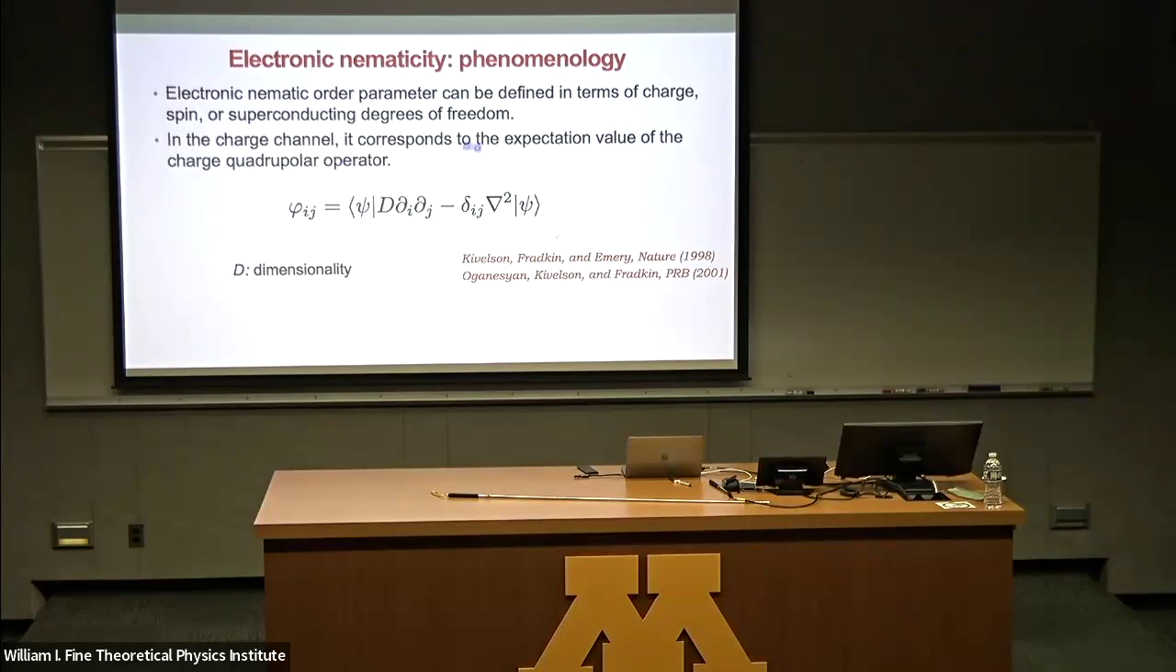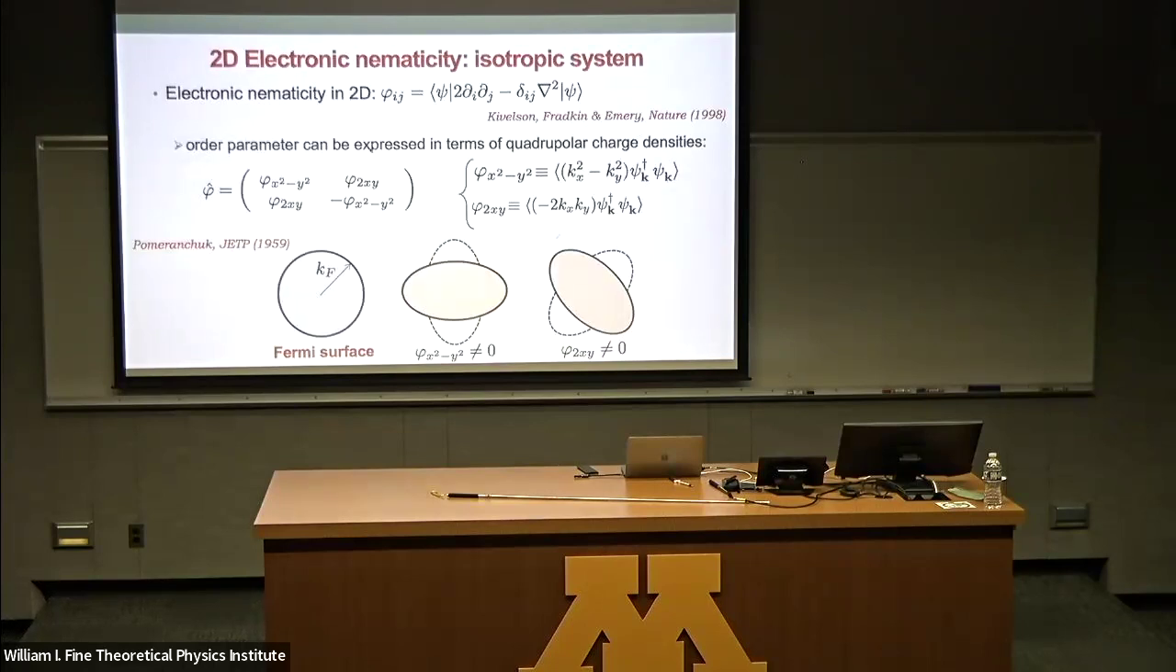So you see, it's very similar to the definition that you had before, but now instead of the director, you have momentum, or derivative, if you wish. And this paper here by Oganesyan, Kivelson, and Fradkin set out the stage for that. But what does it mean in practice? Well, all of these expectation values are nothing but expectation values of charge quadrupoles. And now, depending on the dimensionality, you can have different possibilities.